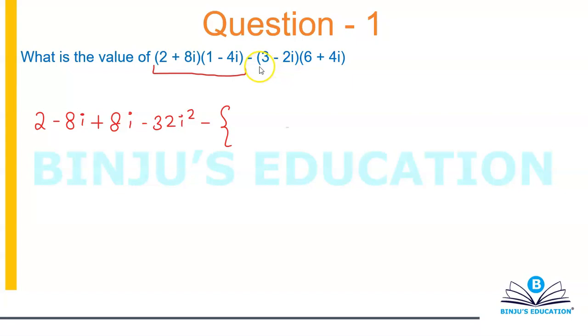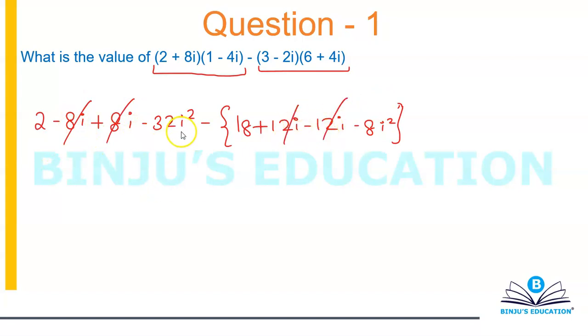And if I solve the second part, 3 into 6 is 18. 3 into 4i is 12i. Minus 2i into 6 is minus 12i. Minus 2i into 4i is minus 8 i square. Okay, so I can cancel these two. I can cancel these two. Now i square is minus 1.